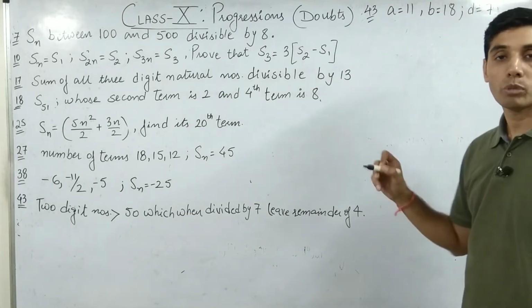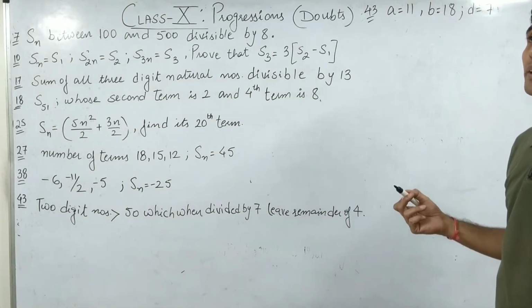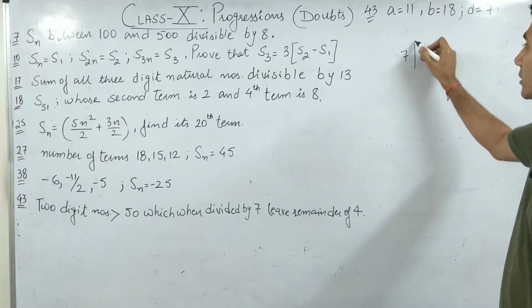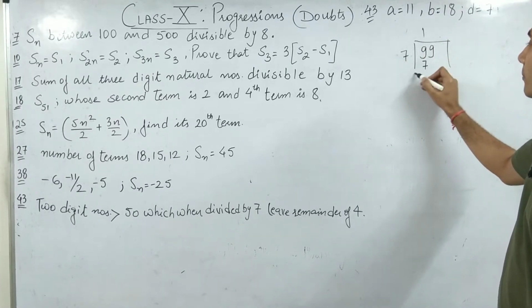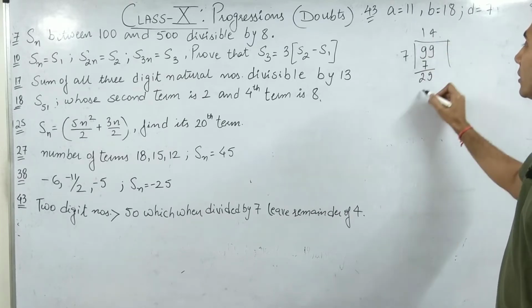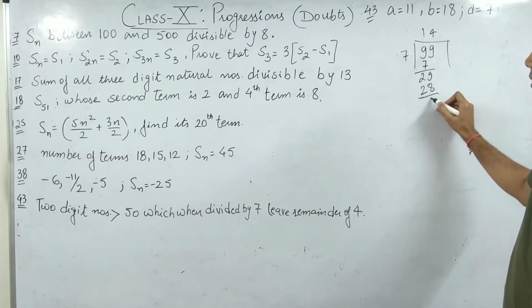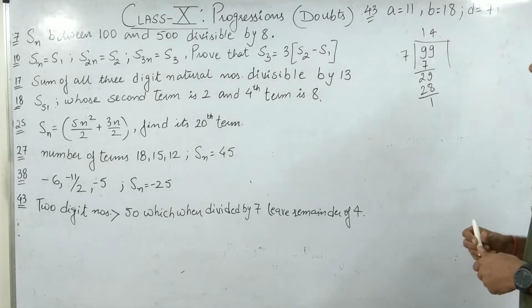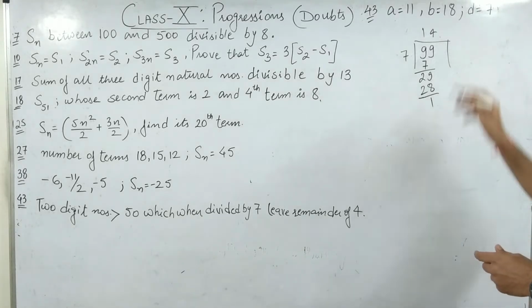Okay, what could be the last number? The last 2-digit number is 99. Let's check. I divide 99 by 7. 7 ones are 7, 2 is 29, 7 fours are 28. The remainder will be 1. So here the remainder left is 1, but I need remainder 4. So that means if I take 98, the remainder will be 0, and then 98 minus 7 is 91, but 91 comes in the table of 13.